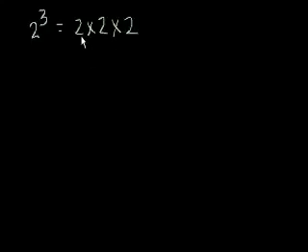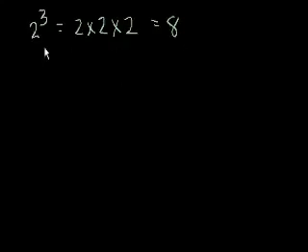So if I write 2 to the third power, what I'm actually saying is that I'm going to multiply 2 times itself 3 times. So it's 2 times 2 times 2. And we know 2 times 2 is 4, and 4 times 2 is equal to 8.